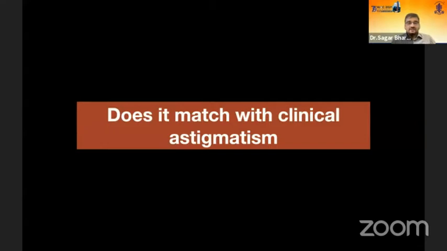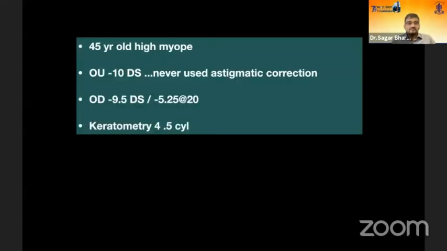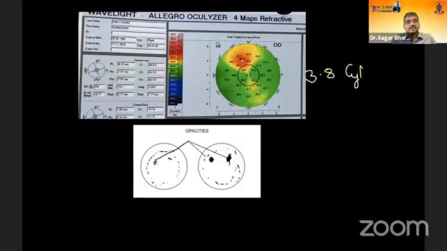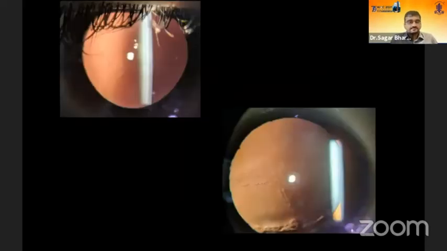The next question is whether it matches the clinical astigmatism. Here is a patient, a 45-year-old myope, who has never used astigmatic correction, but the retinoscopic value and keratometric value show high cylinder. So there is a mismatch between keratometry and retinoscopy. When we did topography of this patient, we can see a hot spot here in the superior cornea, which is just encroaching the 3 millimeter zone. Most of the instruments will pick up a cylinder around here, but we have to understand that this hotspot is not producing any refractive astigmatism.